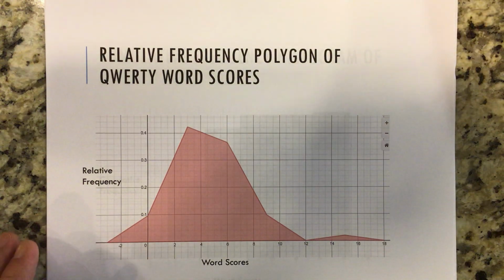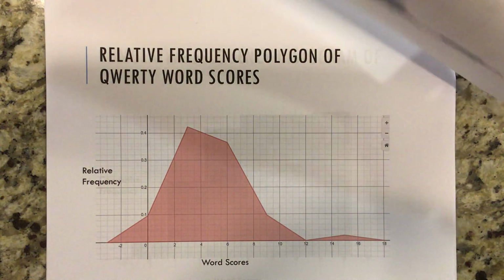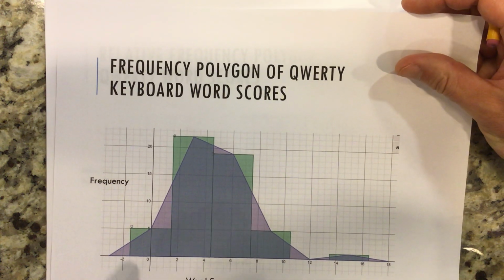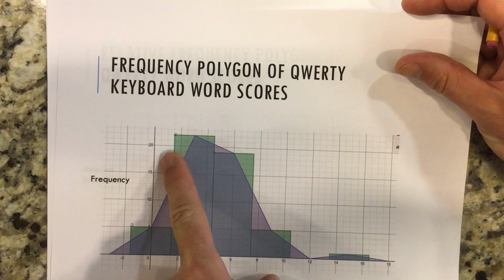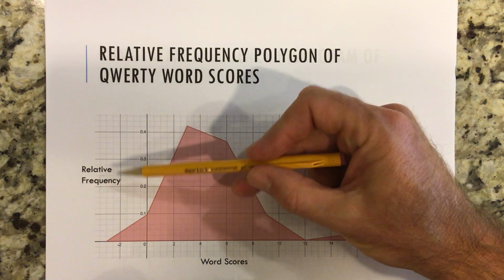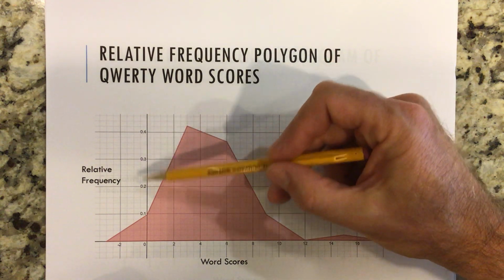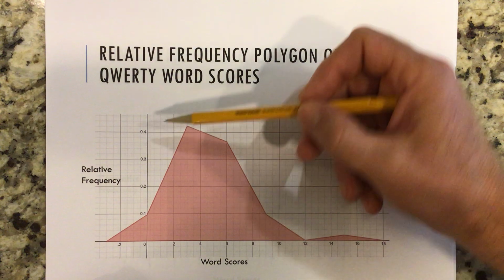Okay. Now, the relative frequency polygon, guess what? It looks just like the regular frequency polygon. The only difference is your vertical scale, right? Instead of being the raw frequencies, it's now relative frequency. And so these are ratios, or you could again put them as percentages.